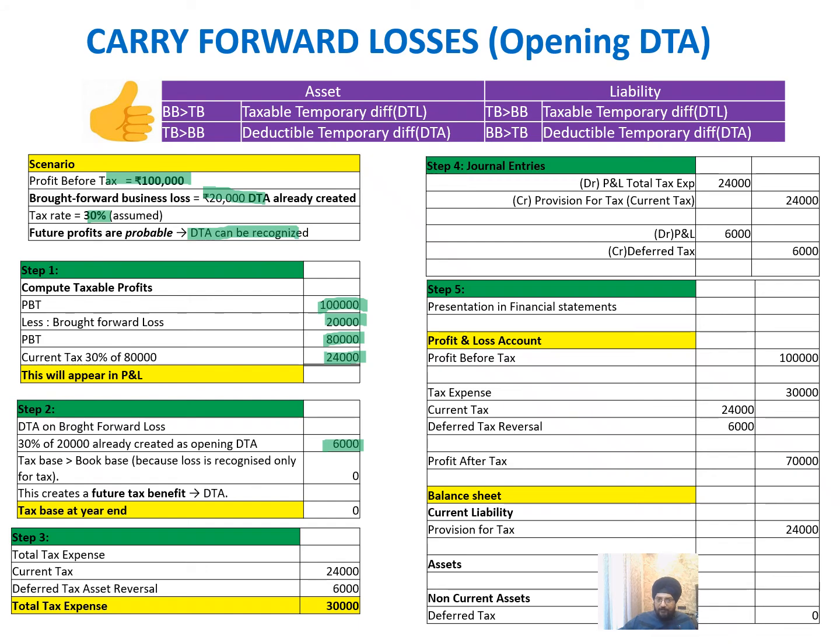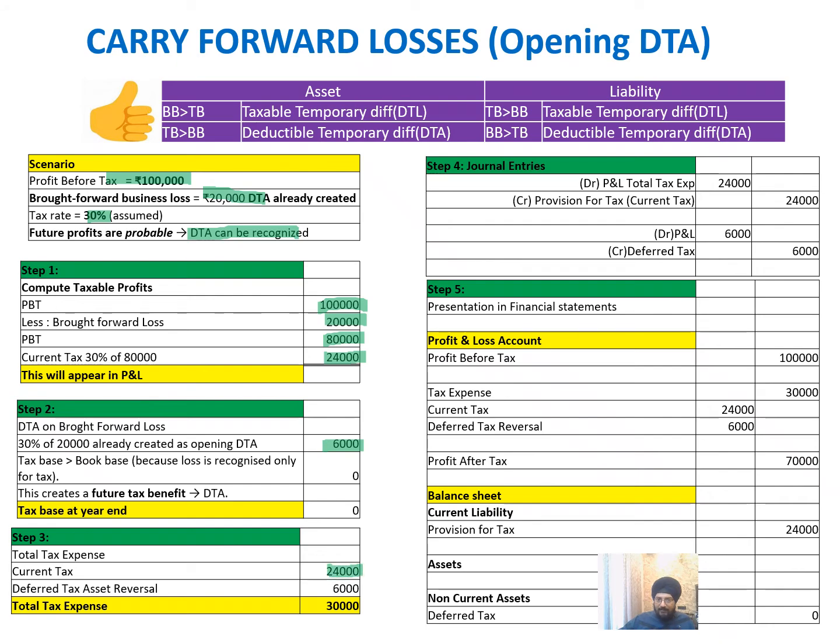I'm carrying this because at that point in time, my tax base was more than my book base, and hence we were able to carry that DTA in my books of account, because my unabsorbed losses were only there in my tax base and not in my book base. But my total tax expense for this year would be my total tax, and my current tax is 24,000.